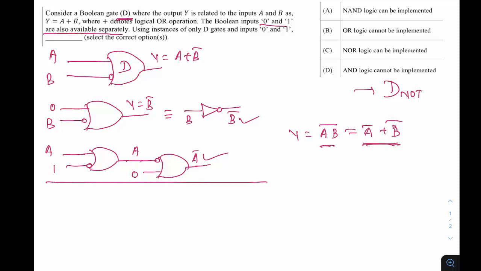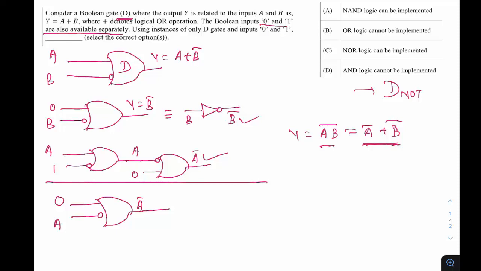First I'll be generating A bar. So what we'll do is take this gate. I need A bar, so here I am giving 0 and here I am giving A. What is the output of this? You get A bar. Then what do you do?